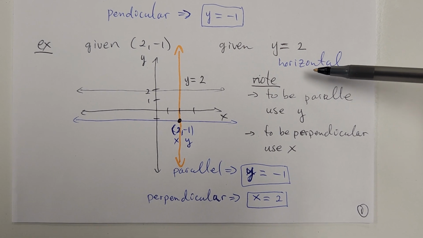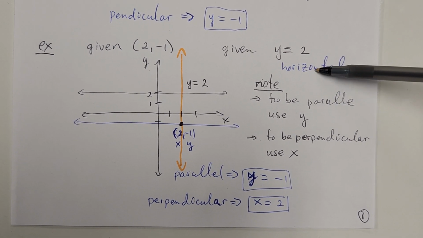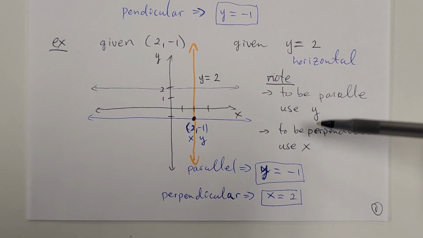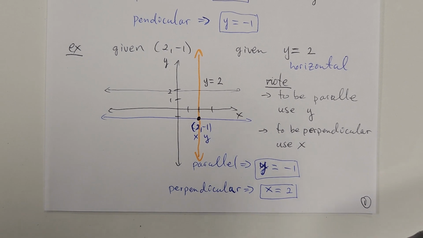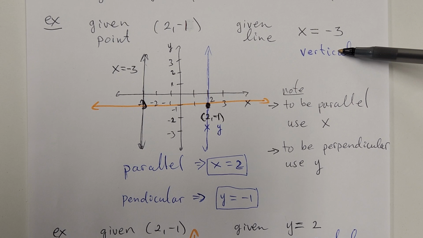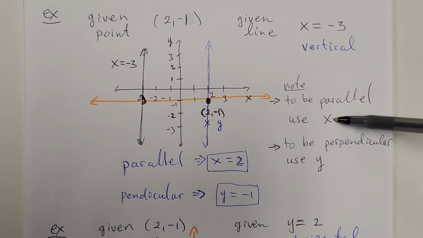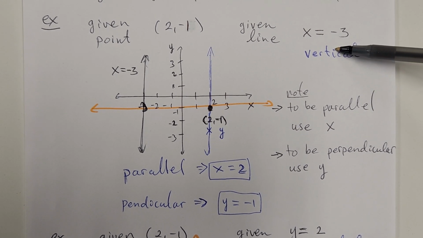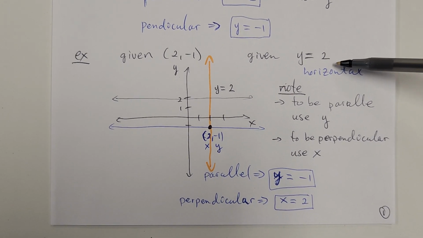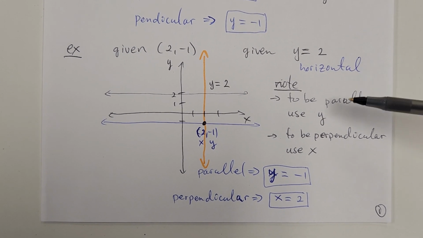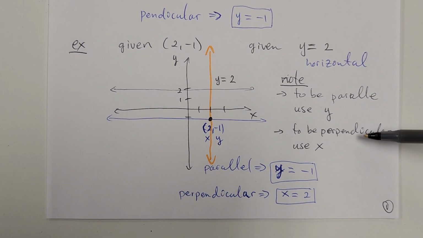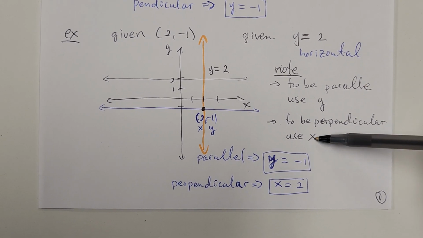Okay, so one more time, horizontal. If you want a line that is parallel to horizontal, you use y. To be perpendicular with the horizontal, you will use the letter x. Okay, so one more time, go back up. Vertical line, parallel to vertical line, you will use the letter x. Perpendicular to vertical line, you will use the letter y. Back to the horizontal. To be parallel to the horizontal, you use the letter y. To be perpendicular with the horizontal, you use the letter x.